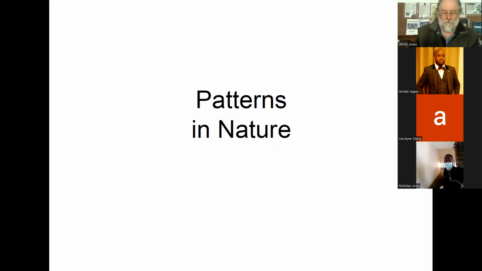Patterns in nature. So let's just have a think about generic patterns and types of pattern that we might see.